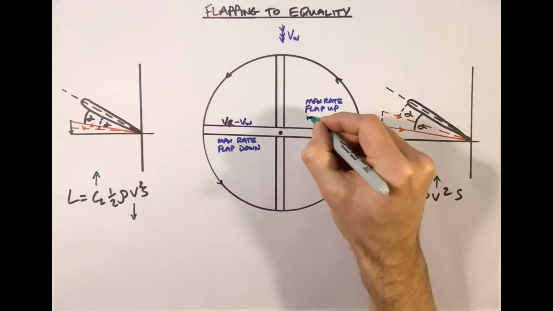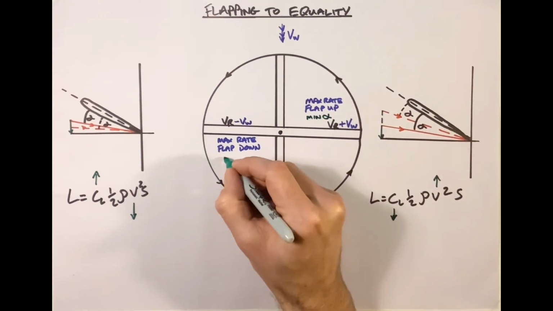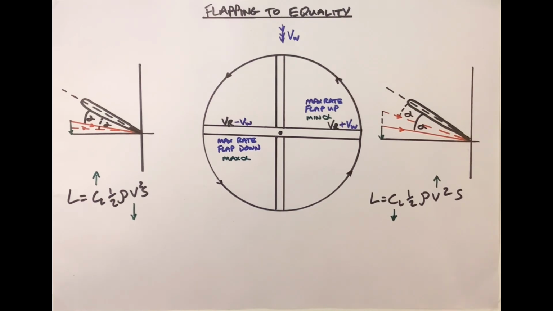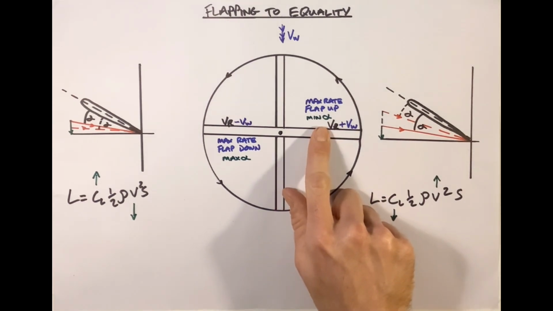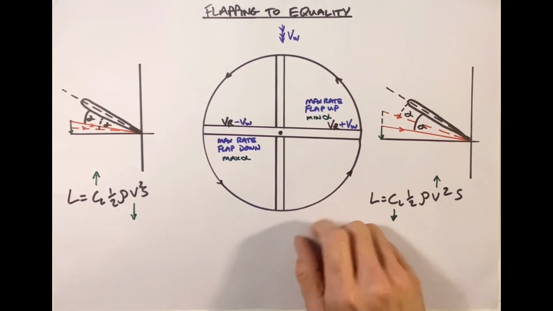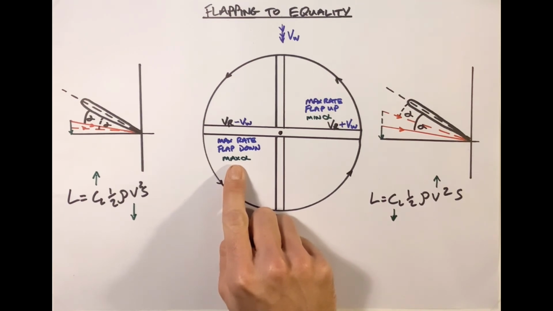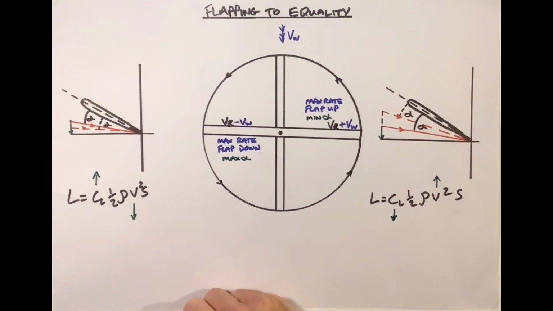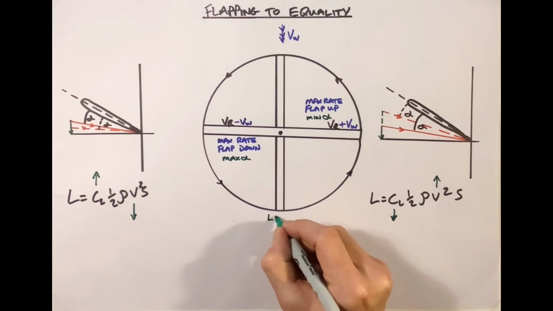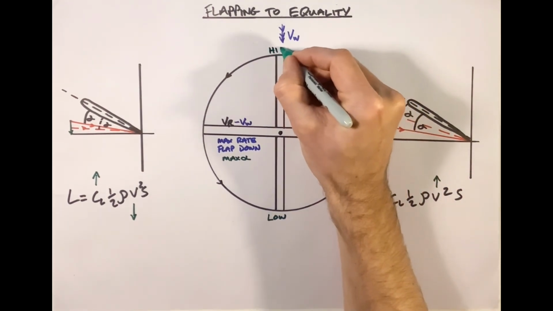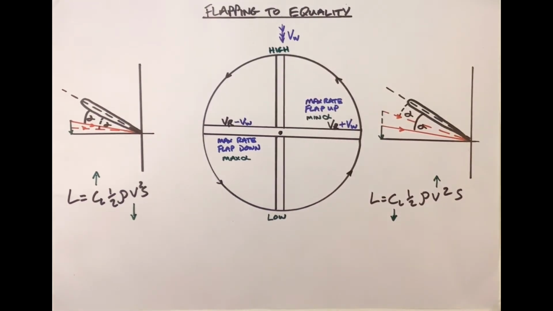Min angle of attack, max angle of attack. And we have a minimum angle of attack here because this is where we're going to experience the fastest amount of flapping up and therefore the highest amount of induced flow. We're going to have a maximum angle of attack here because this is where we're experiencing the fastest amount of flap down and therefore the least amount of induced flow. However, we're going to experience the lowest point at the 6 o'clock point where we hit equilibrium and the highest point at the 12 o'clock point.